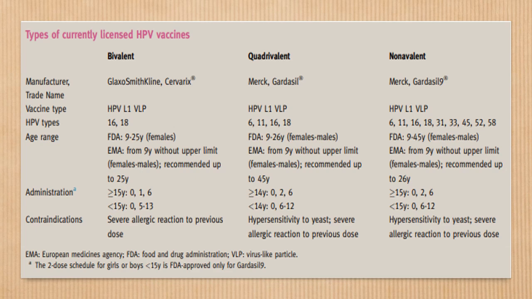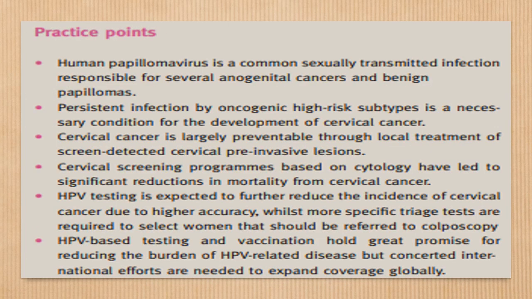Contraindications: severe allergic reaction to the previous dose. So human papillomavirus is a common sexually transmitted infection responsible for several anogenital cancers and benign papillomas, and persistent infection by oncogenic high risk subtype is necessary for the development of cervical cancer. It is a largely preventable disease through local treatment of the screen detected pre-invasive lesions. Based upon cytology, the cervical screening program has led to significant reduction in mortality from cervical cancer.